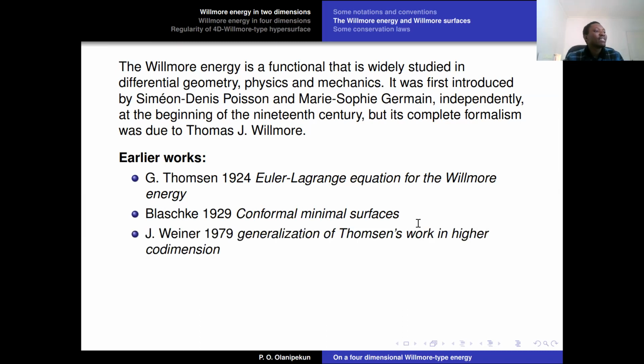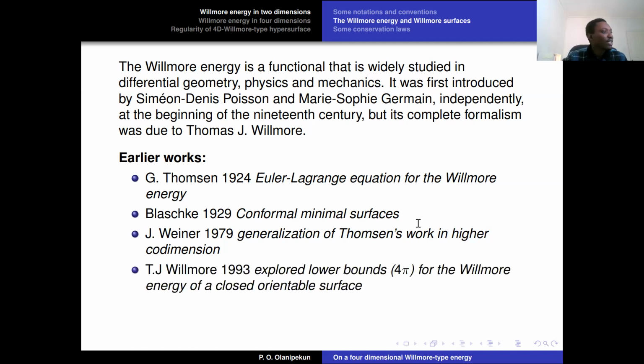So in 1979, Joel Werner generalized the work of Thomson in higher codimension. So he computed the Euler-Lagrange equation for the Willmore energy in higher codimension. And then in 1993, Willmore himself explored the lower bounds for the Willmore energy of a closed orientable surface. And that lower bound is actually 4 pi.